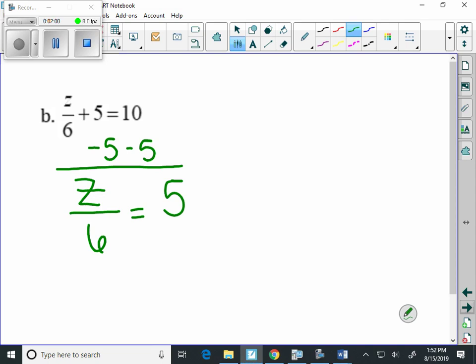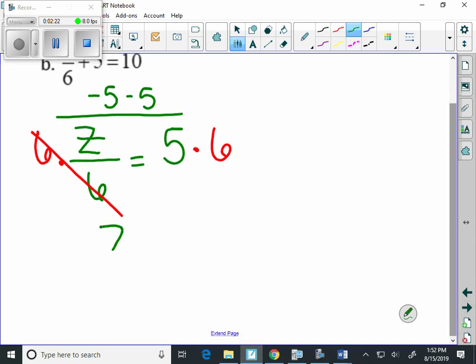This time we have division in here. It's z divided by 6. To undo the division, we're going to multiply this side by 6. And if we multiply one side by 6, then we need to multiply the other side by 6. The nice thing is that 6 divided by 6 cancels out, and we're left with our z. And 5 times 6 is 30.